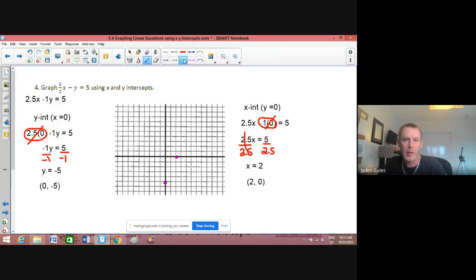All right, and again, I'm going to draw in my line because all I need to do is connect the dots, 2 points, all the way through because, again, the line continues the pattern. And there we go. And that is how you graph x and y intercepts.